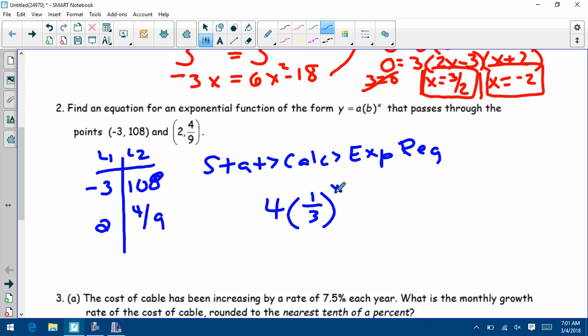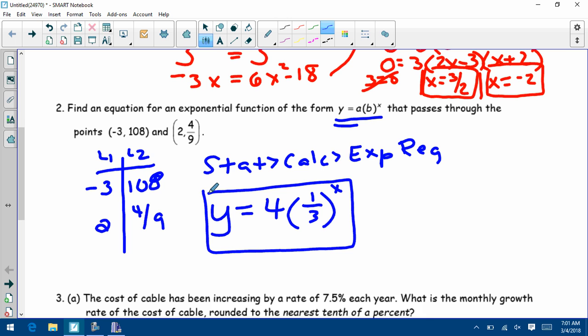And why would I lose a point there? Because I need y equals. And look at their form. They want it as y equals. So y equals 4 times 1/3 to the x. Soupies. Okay. Now what gets a little not soupies is these next types of questions.